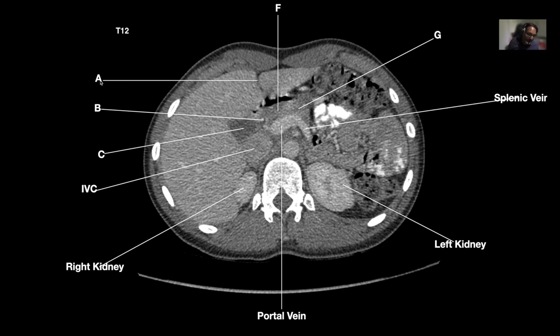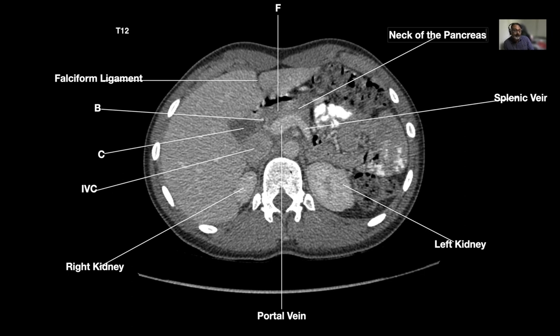A is the falciform ligament. It is, but you're very good. It is the pancreas. But by definition, where the portal vein forms, what part of the pancreas is that? Neck. Neck of the pancreas is where the portal vein forms. So where the splenic vein meets the superior mesenteric vein, that is the neck of the pancreas. So that's how you find that.